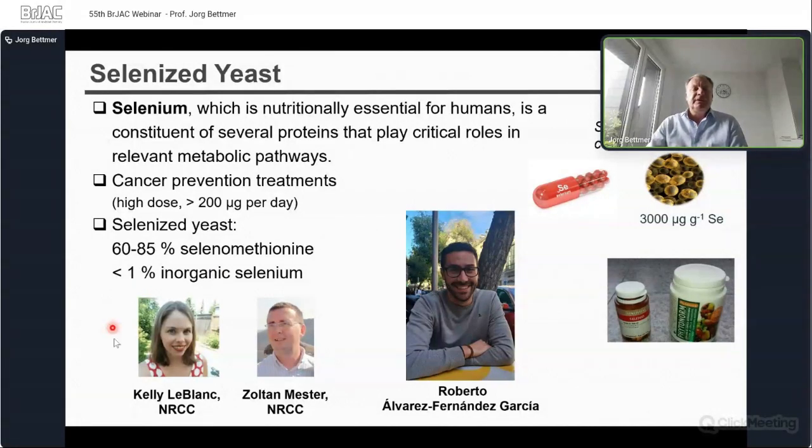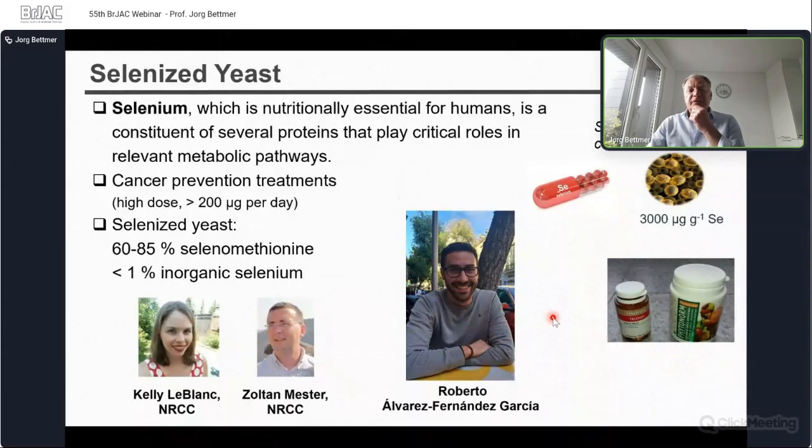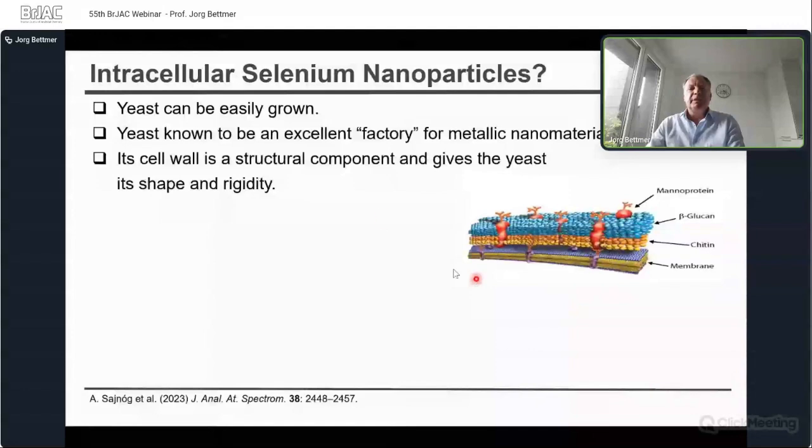However, this study has been done in collaboration with the National Research Council of Canada, in particular with Kelly LeBlanc and Salter Mester. And at that time, the PhD student Roberto was responsible for this work. He's now assistant professor at the Complutense University in Madrid. So why yeast? Coming back to this and checking whether there are intracellular selenium nanoparticles.